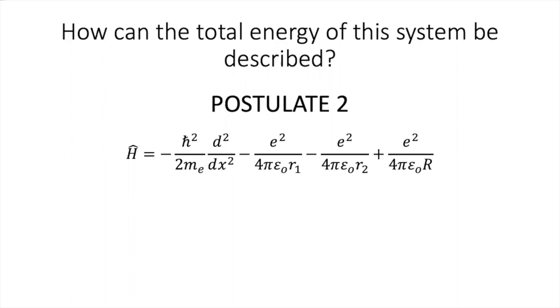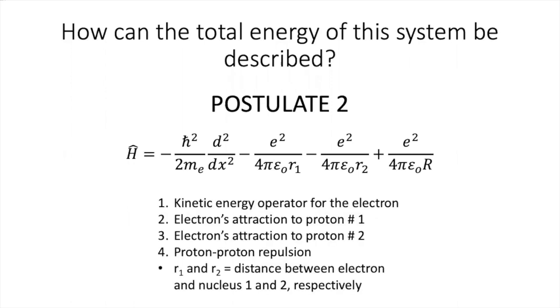Each term in it stands for something that affects its total energy. The first term is going to account for the kinetic energy of the electron. The second term is going to account for the attraction of the electron to the first proton. The third term is going to account for the attraction of the electron to the second proton. The fourth term is going to account for the proton-proton repulsion. And then R1 and R2 are the distances between the electron and each respective nucleus.